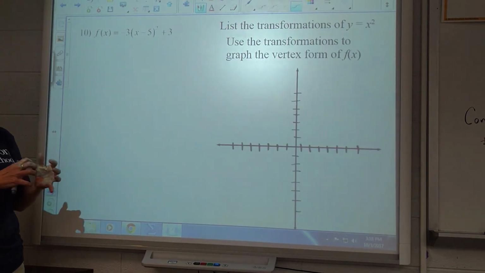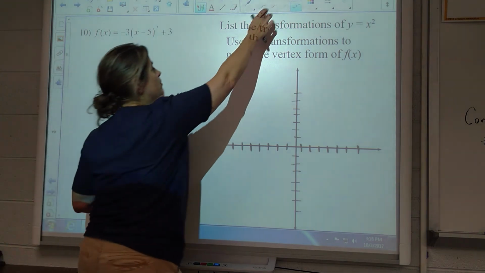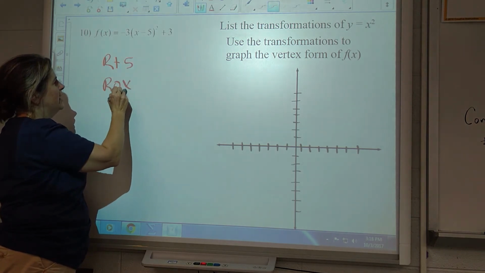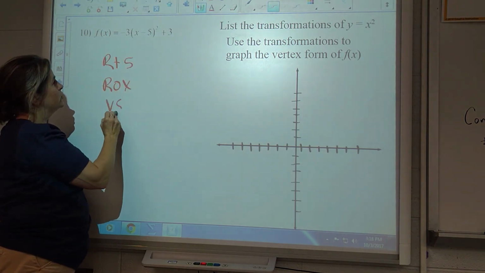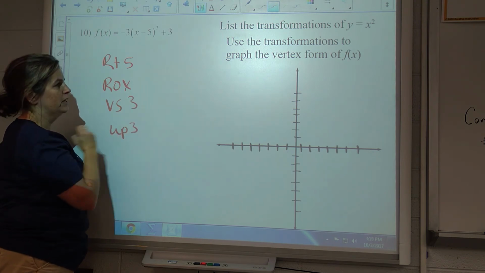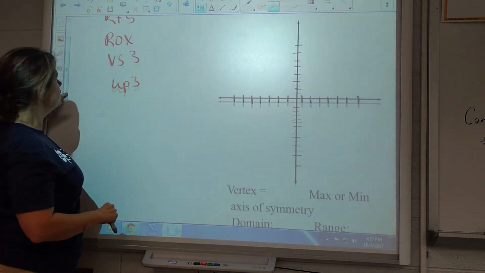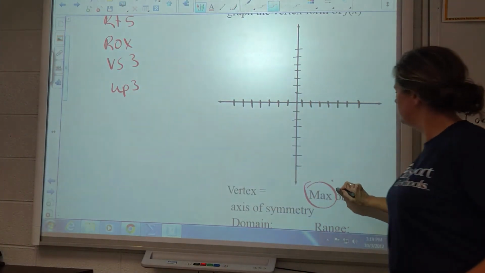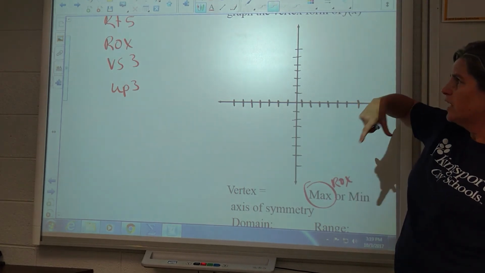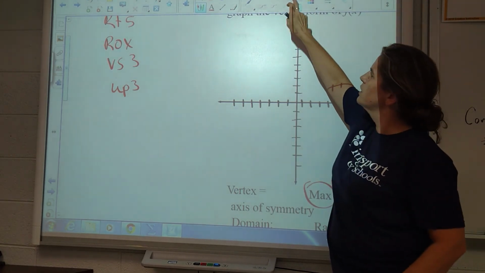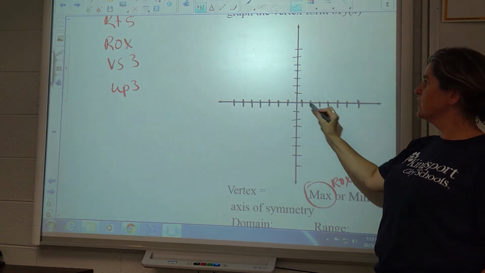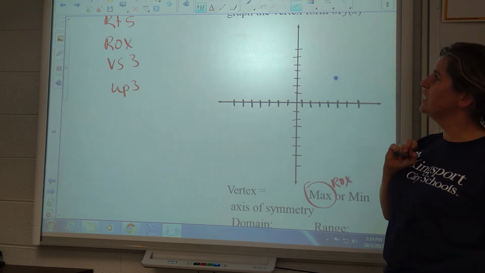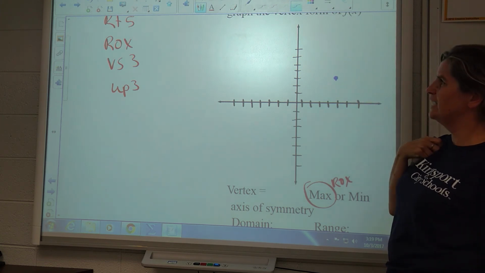This one is in vertex form, so we're naming transformations. We are going to go right 5, reflect over the x, have a vertical stretch of 3, and then go up 3. The vertical stretch, the reflection tells me that I'm going to have a maximum because of that reflection, and so that helps me get an idea of what this is going to look like. I'm going to move my vertex, the 0, 0 point, right 5, up 3. There's that. And from there, it should turn down.